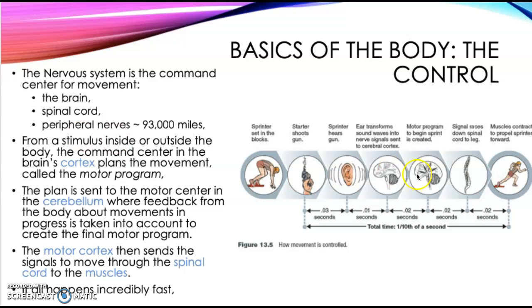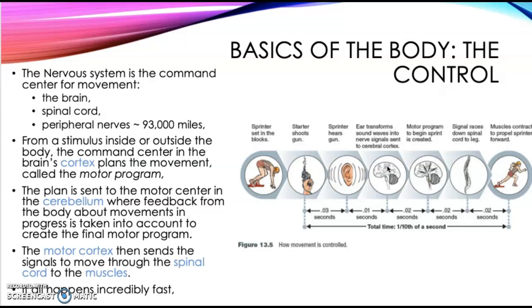And so let's look at this model over here. It does a really good job of describing what happens. And so there's a stimulus of some sort. Something happens. This is an example of someone shooting a gun at the beginning of a track race. So that information, that stimulus, gets heard. In this case, you use your ears, and it turns it into sound and sends that signal to our cerebral cortex in our brain, this part of the brain right here.